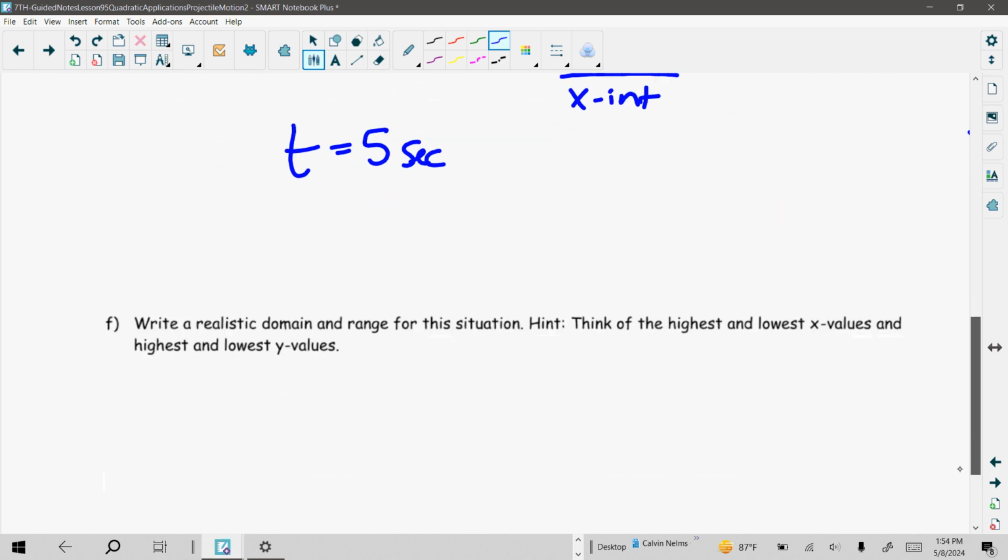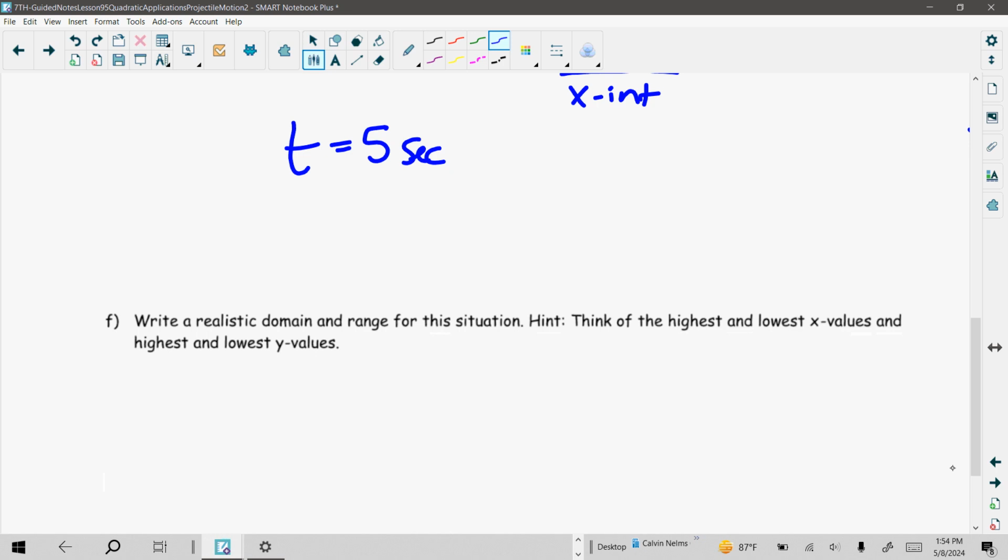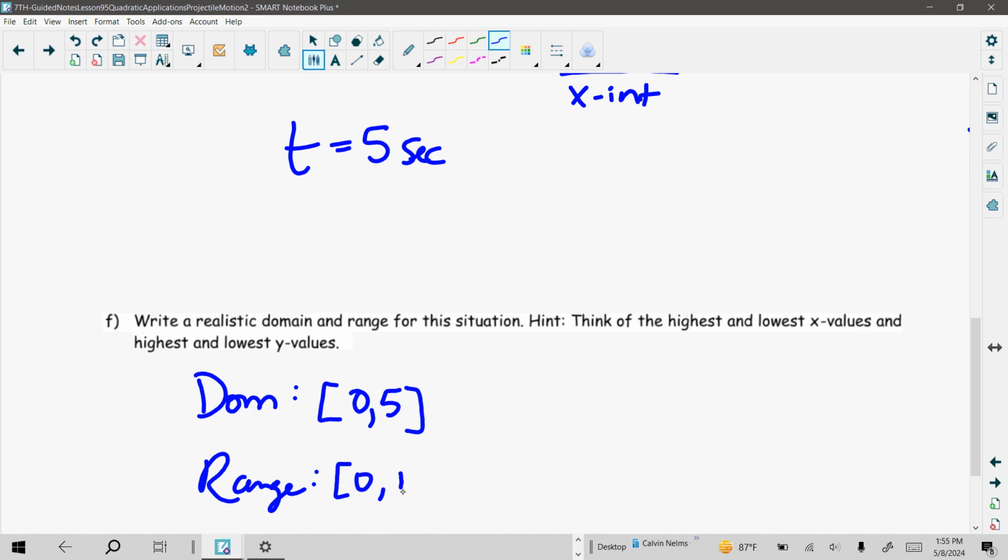Now this last part here, they want us to write a realistic domain. Since our domain is our x values, we want basically from when it starts, the initial starting time, to when it hits the ground. So that's 0 to 5 seconds right here, 0 to 5. And then our range, the max it got was 144. So 0 to 144.